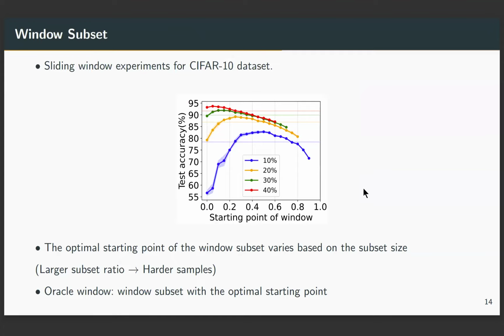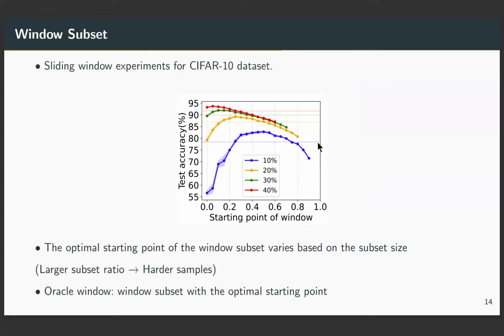So we conduct a sliding window experiment on the CIFAR-10 dataset, and this is the result. The x-axis is the starting point of the window, and the y-axis is the test accuracy of the model trained on the window subset. For example, this point indicates the model trained on the window subset 40% to 50%, and the accuracy is almost 82%. The result shows that for each subset ratio, there exists an outperforming window. This horizontal line is the test accuracy for the random subset.